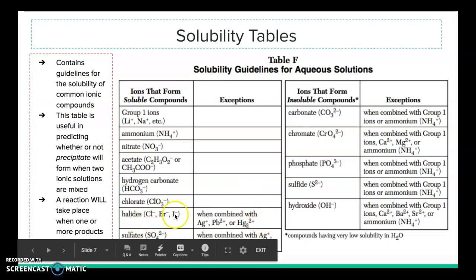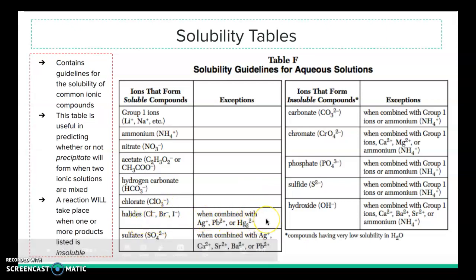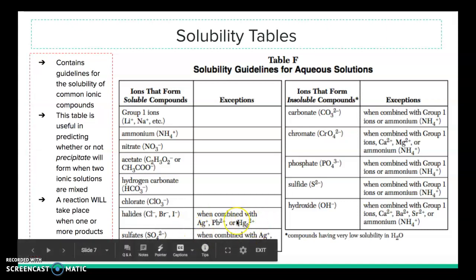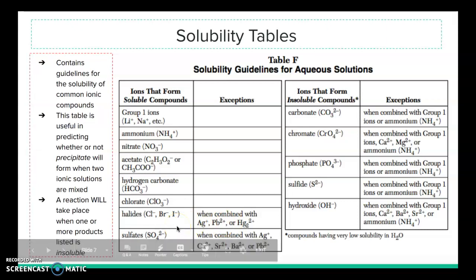So when halides are combined with anything else but silver, lead, and mercury, they're soluble. When they're combined with those three, they're going to be insoluble. Same goes for sulfates. When combined with silver, calcium, strontium, barium, or lead, it's going to be insoluble. Everything else is soluble compounds.